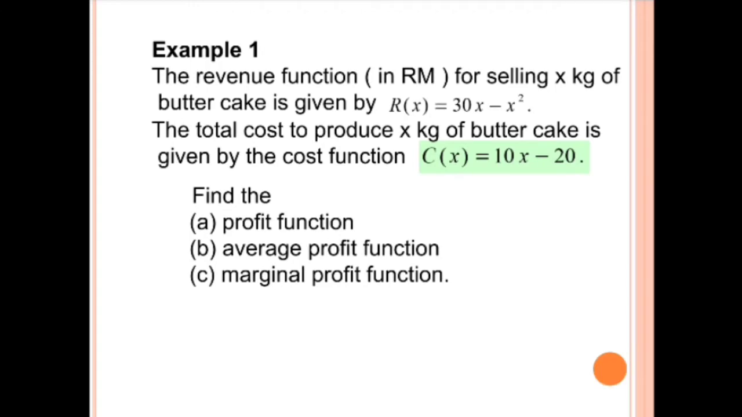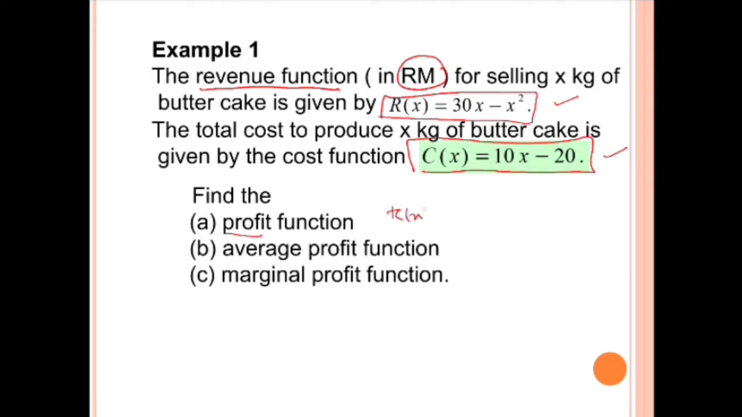Now let's look at example 1. The revenue function in RM for selling X kilograms of butter cake is given by this function. The total cost to produce X kilograms of butter cake is given by the cost function. Now this question has given us the revenue function and also the cost function. We want to find the profit function. Remember, the formula to find the profit function is just the total revenue subtract the cost.